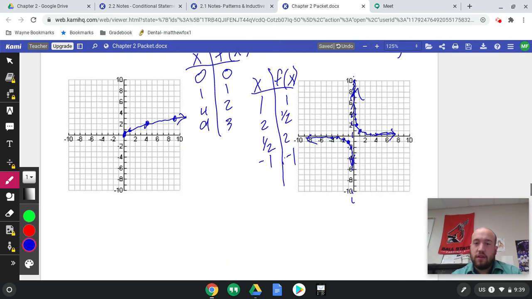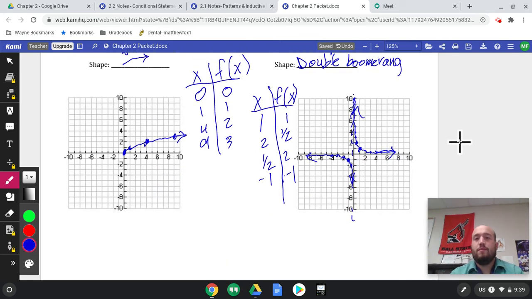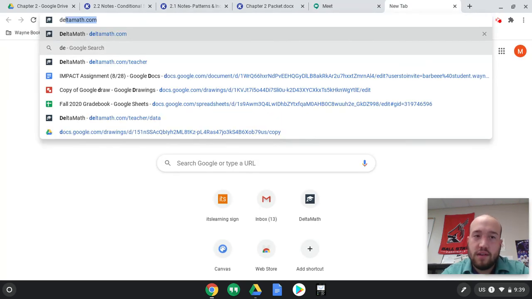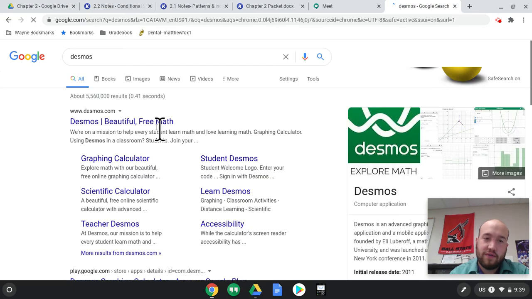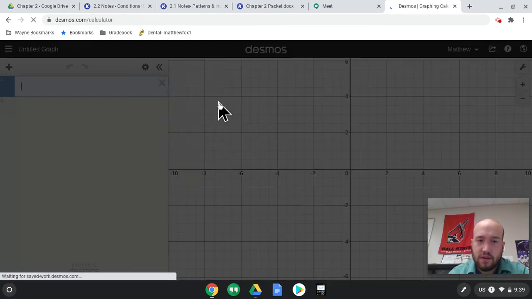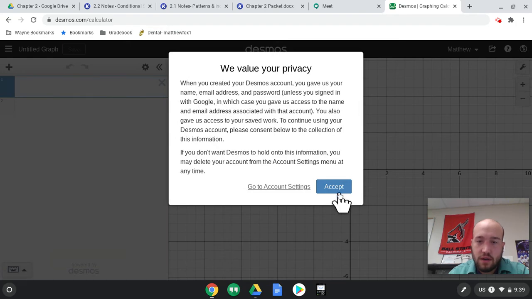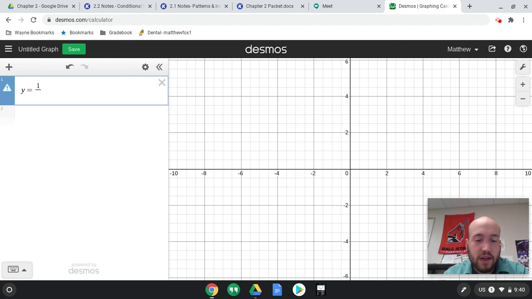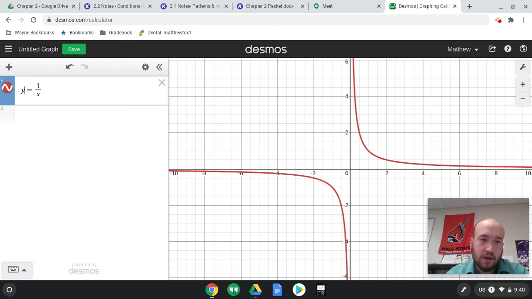All right, so that's what it should look like. I know my picture is a little messy, so let me pull up here and go to Desmos and show you guys the graph so that it can be a little bit neater. So if we click on this graphing calculator, and then y equals 1 over x, or in our case, so I can keep the same formatting, f of x equals 1 over x, and you see this is what I mean by the double boomerang.